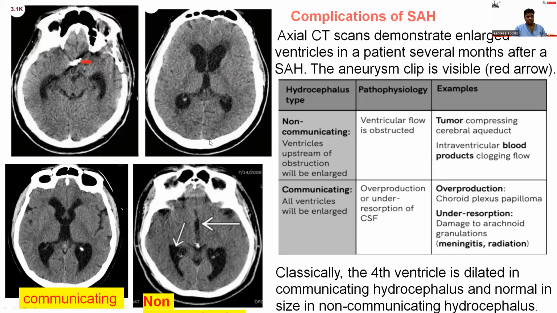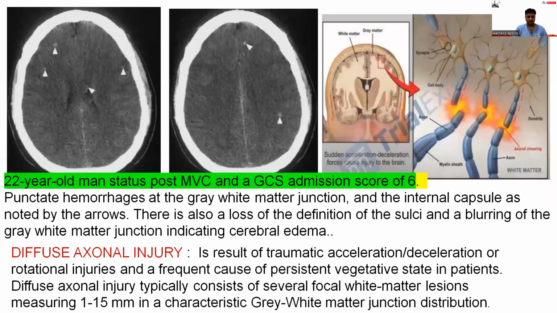And then SAH, if untreated, can have complications like rebleeding and also vasospasm and hydrocephalus. Hydrocephalus can be of two types, communicating and non-communicating, and traumatic SAH usually results in non-communicating hydrocephalus because the bleed will clot, will obstruct the CSF and cause dilation of the ventricle.